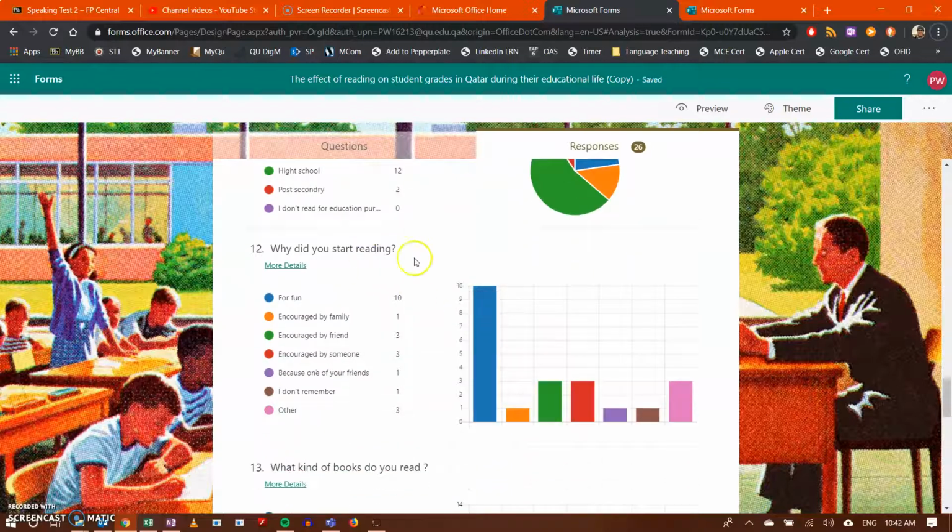Let's look at another one. Responses to question 12 show that most students actually started reading because they enjoy reading, which is a little surprising because I did not think many students enjoyed reading.